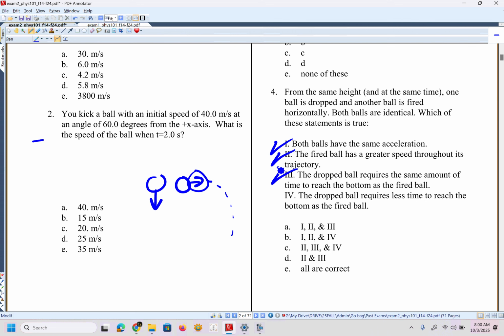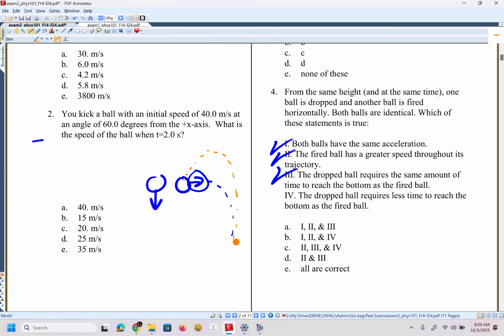By the way, let me ask you another question. A similar question. What if this ball instead went up and then came back down? Would they start from the same height, but one of them goes up and comes back down? Which one requires more time, or do they require the same amount of time? What do y'all think? What's that?